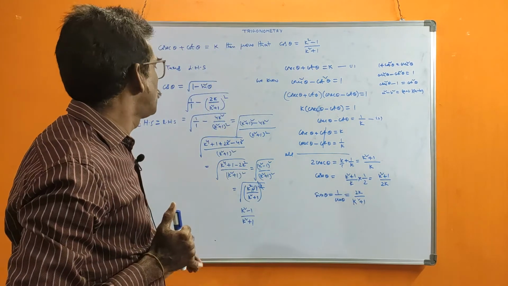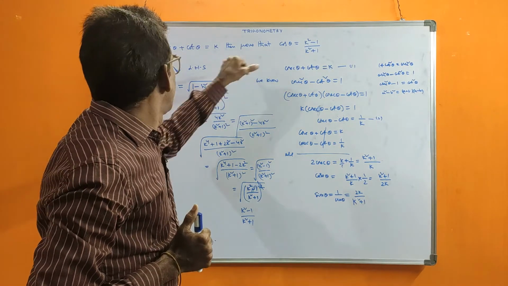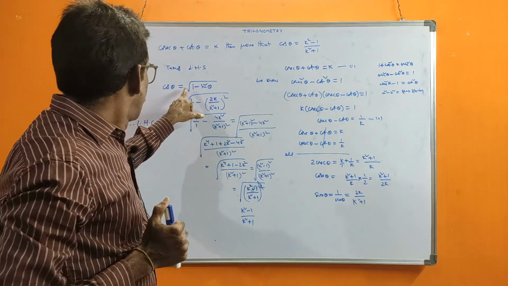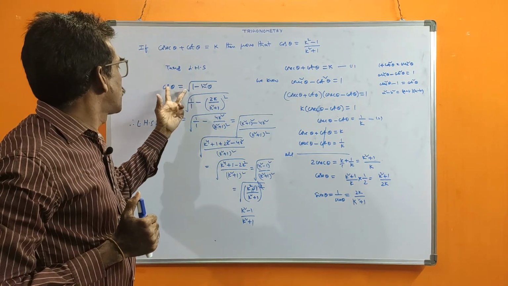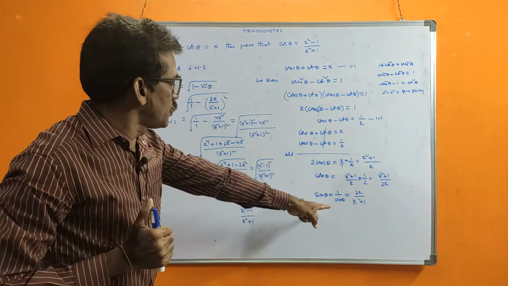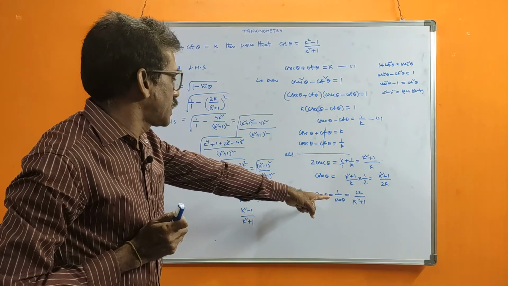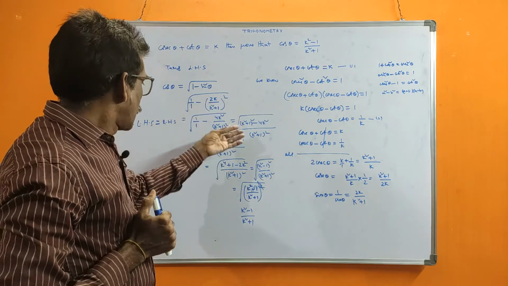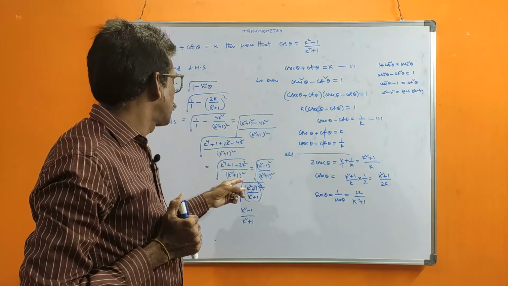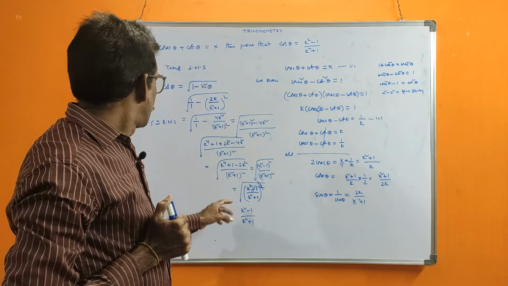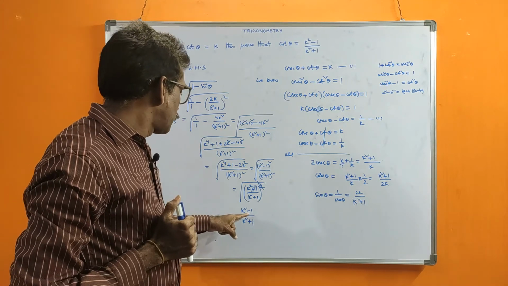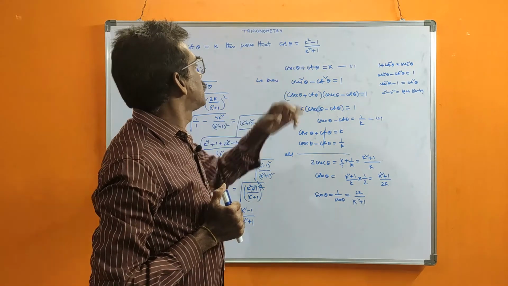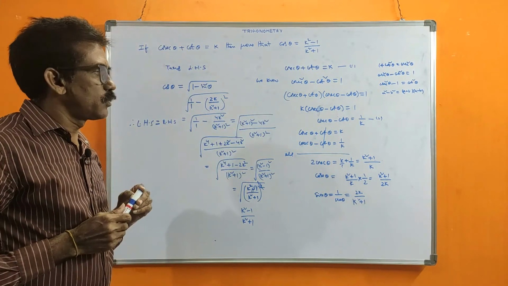Once you know the sine value, the LHS is cos. The cos value is the square root of 1 minus sin square theta. Substituting the sin theta value we found, with some simple algebraic simplification we get cos theta equal to k square minus 1 by k square plus 1, which is equal to the RHS. So like this also we can prove.